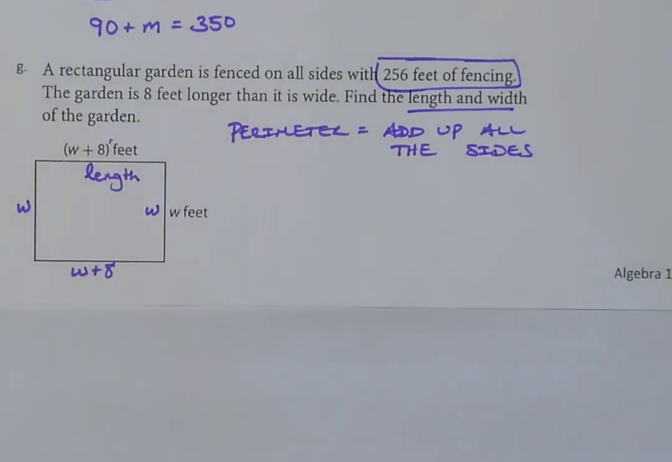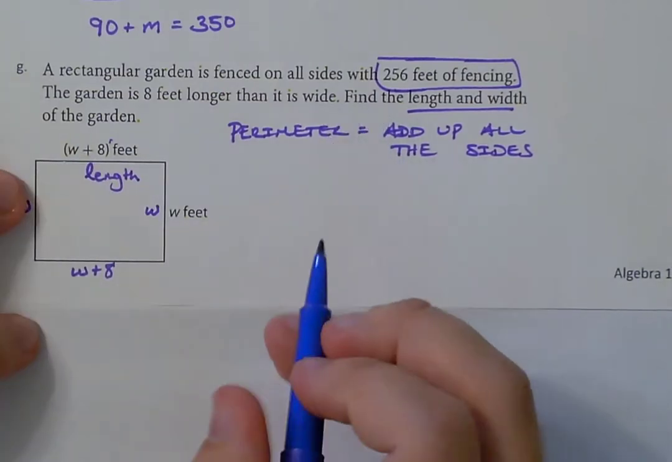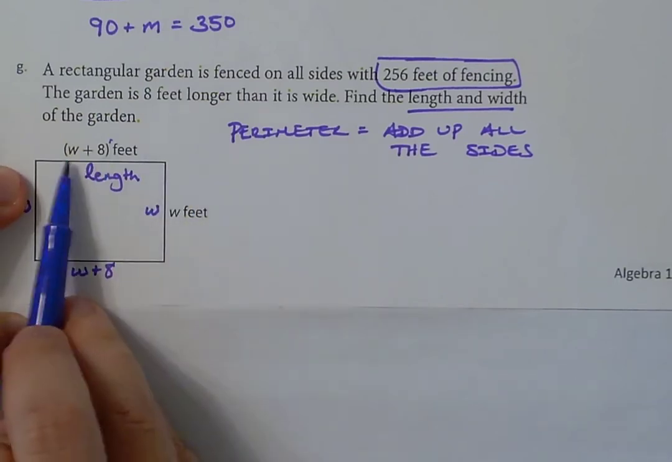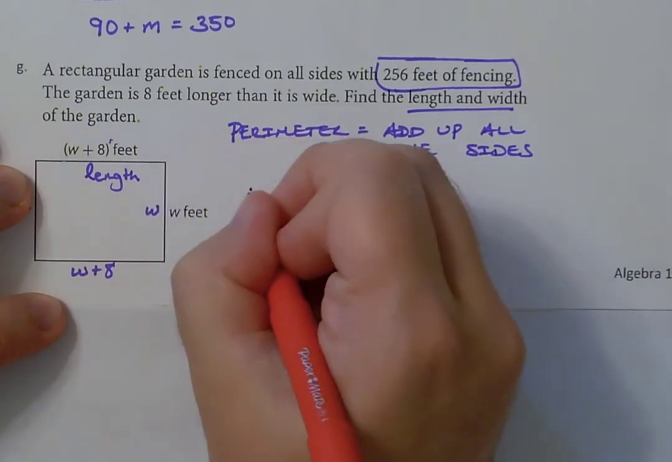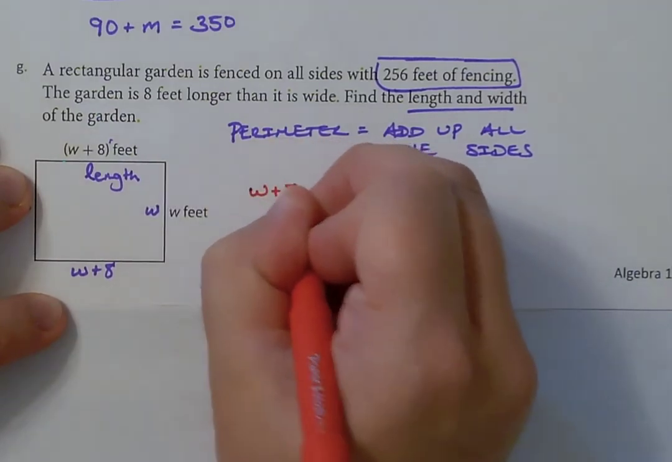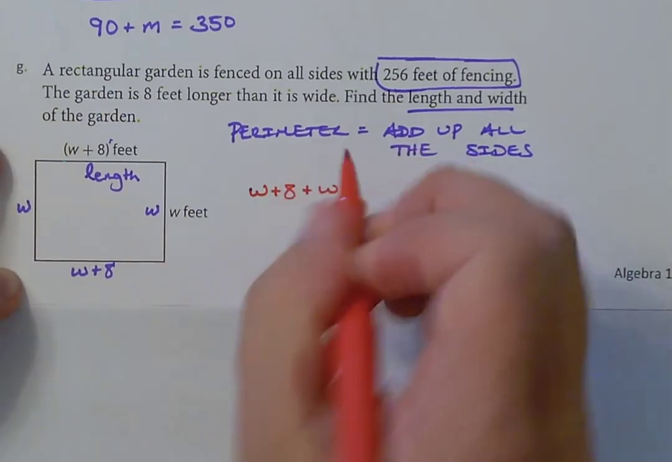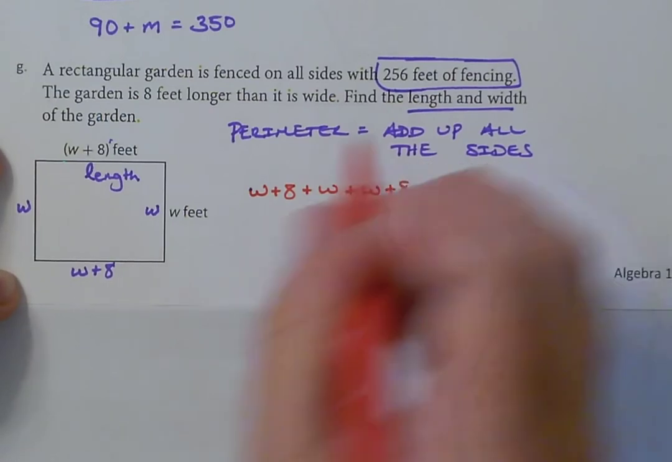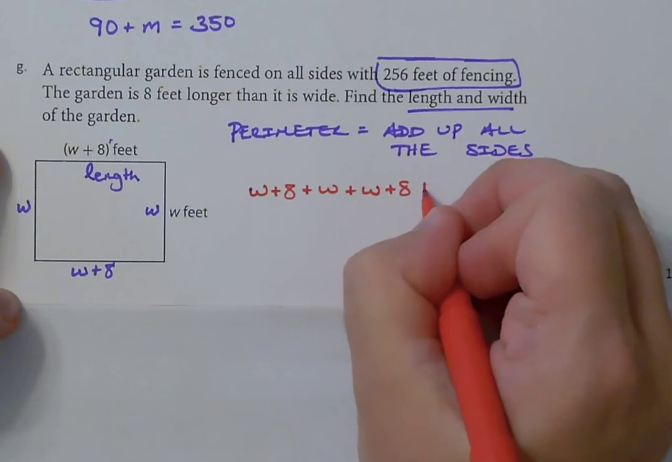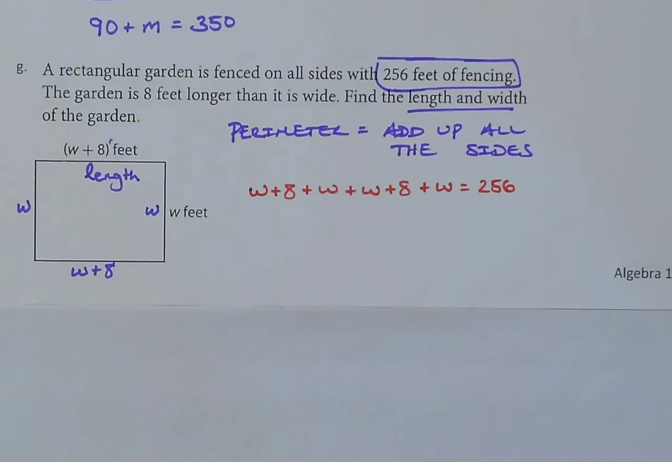All right, so perimeter, we're going to go through and add up all these parts and set it equal to the total. So if we start out with the length, it is, and we'll change colors here, W plus 8 plus W plus W plus 8 plus W. And that is going to equal 256 because that's our total length around the fence.